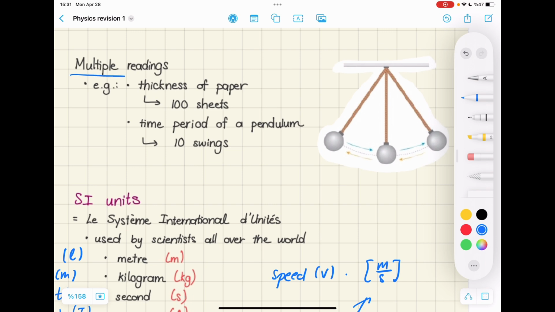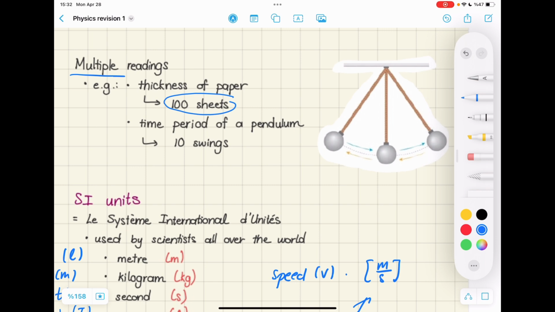Thickness of paper, for example, of 100 sheets. If we want to measure the thickness of one paper, we will usually measure the thickness of 100 sheets, because this will lower our mistake, like error.